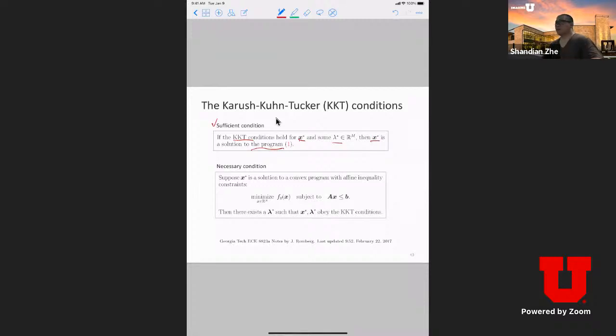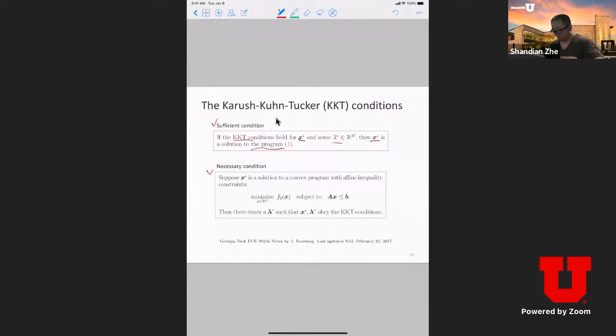Someone may ask, are KKT conditions also necessary? In other words, if some x star is the solution of your optimization problem, does there exist a lambda such that they satisfy the KKT conditions? The answer is unfortunately no in general. Only when your constraint functions are sufficiently simple. That's where we discuss the necessary condition.